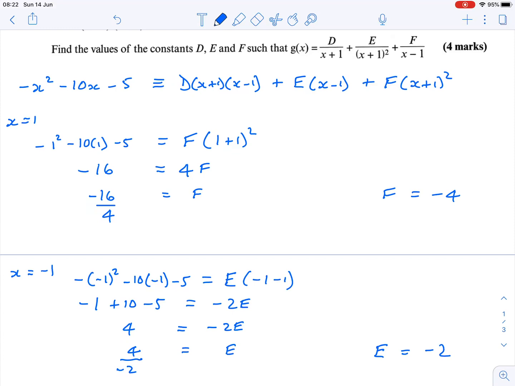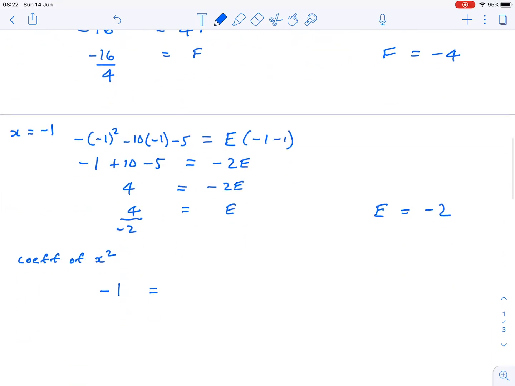In the middle term involving the e, there aren't any x squareds. But on the final one, if we multiply that out, we'd end up with x times x is x squared times f. So I've actually got d plus f x squareds. But we know that f is minus 4, so minus 1 is equal to d plus f, which will be minus 4.